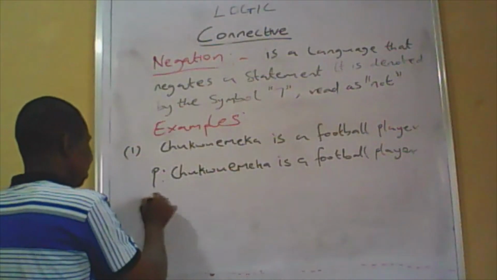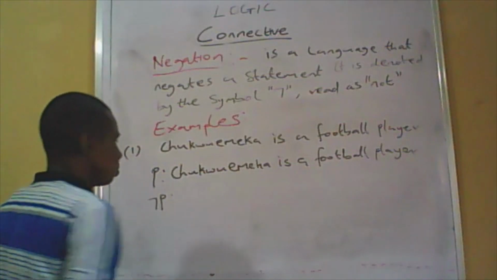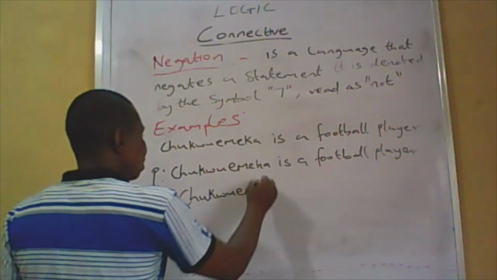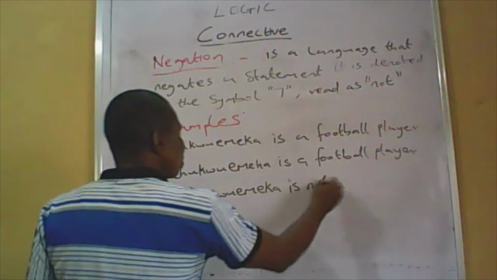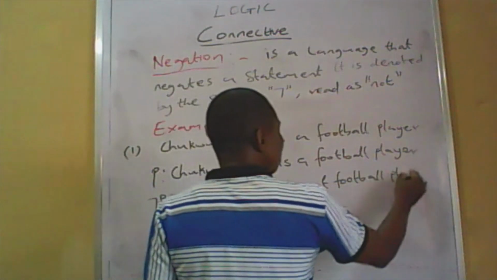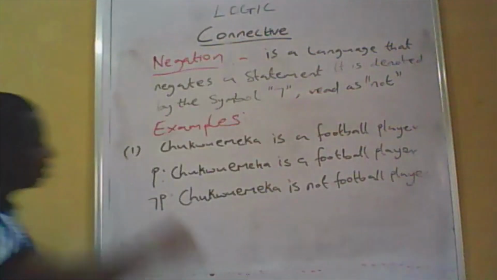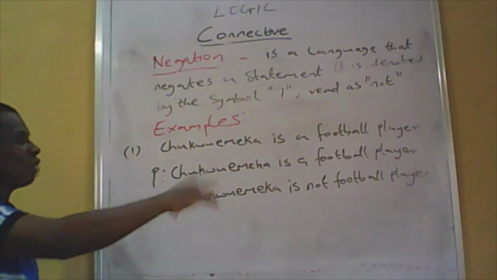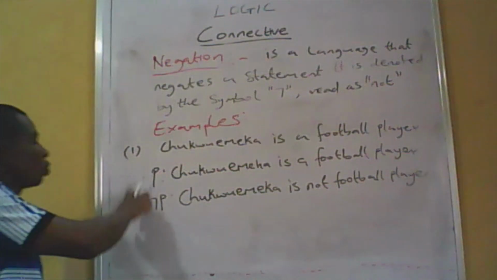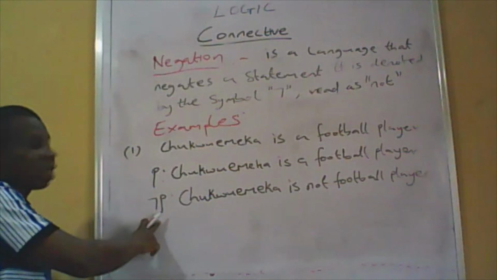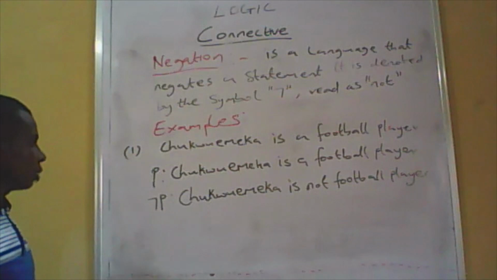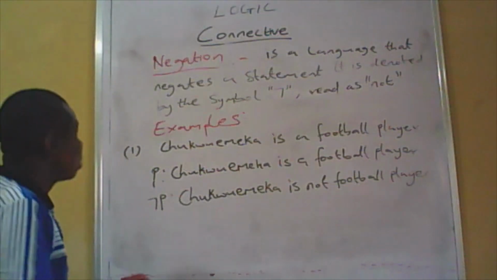You write not P, which stands for Chukwu Emeka is not a football player. We have already negated the statement: Chukwu Emeka is not a football player. That means if P is true, then not P is false. If P is false, not P is true. That is all about negation. Then let us use another example to elicit our idea.